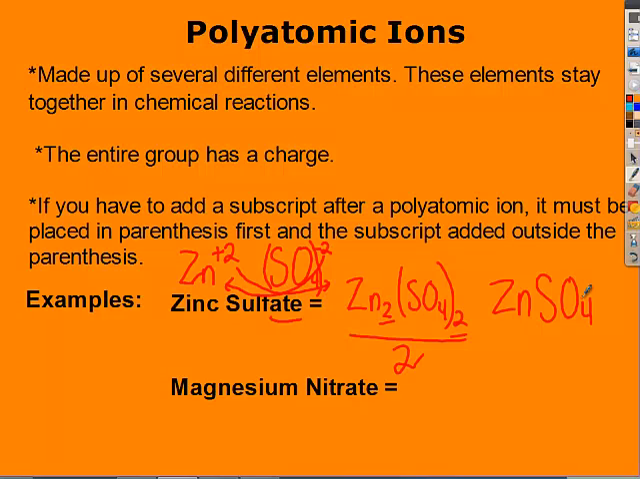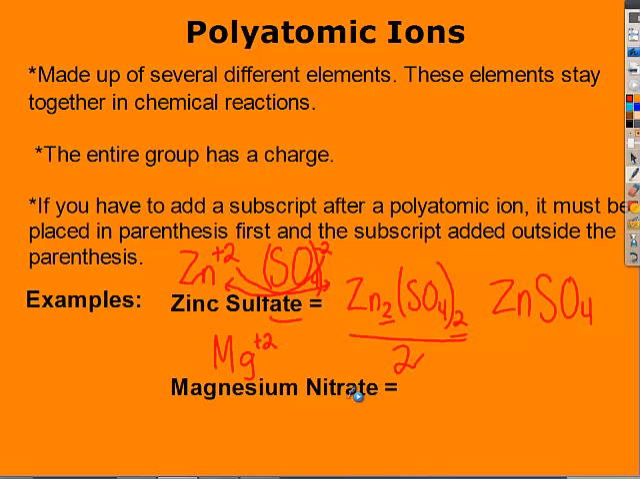Let's try the next one. Here I have magnesium and nitrate. So I know what magnesium is, because that's on the front of the periodic table. So I look. It's number 12 on the periodic table, Mg. If you forgot what charge magnesium is, remember, it's in the second row, so it has a +2 charge. There we go.